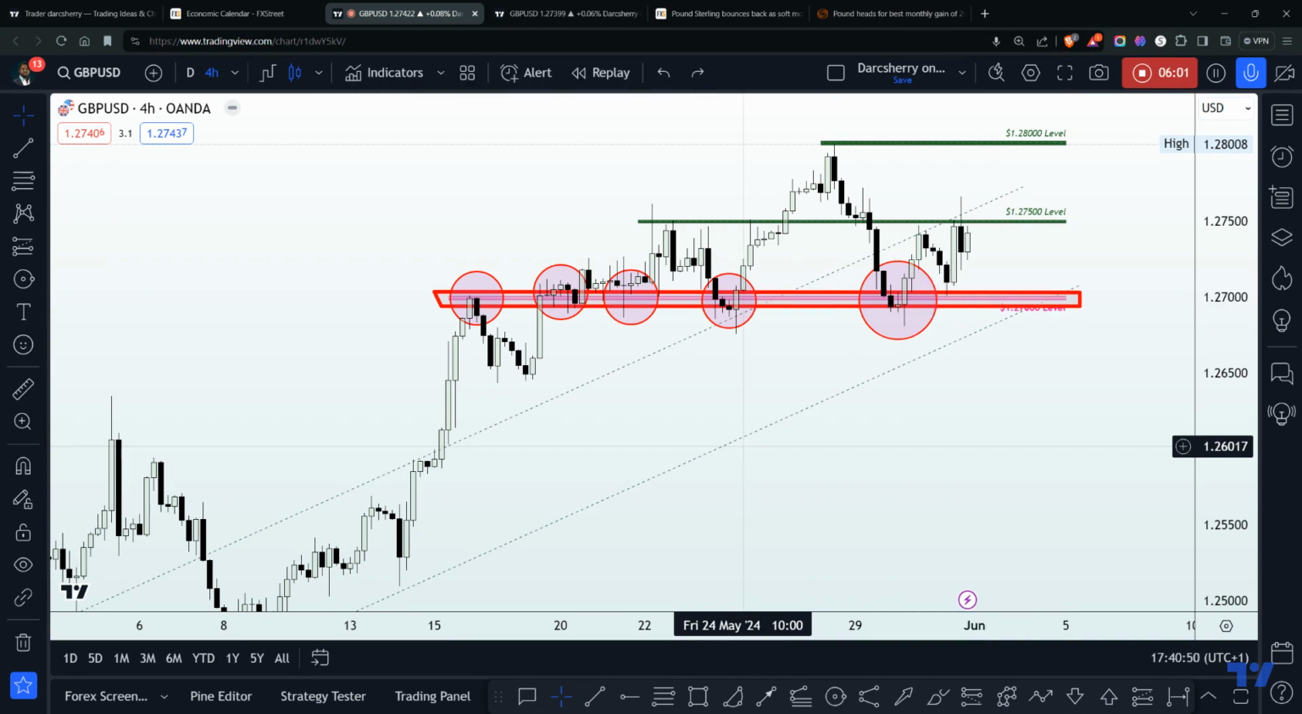And as long as price remains above our key level for the week, we obviously want to be looking out for patterns and structures that support the idea of buying that asset.